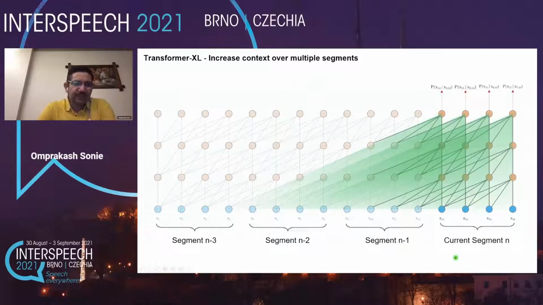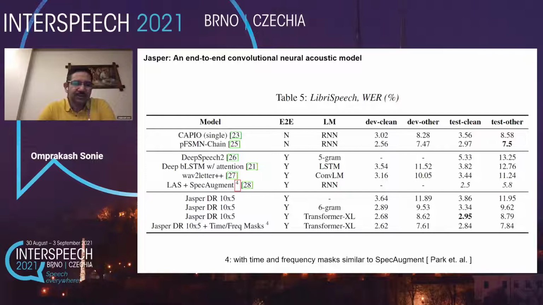Now this technique was used as part of this Jasper paper, and the results shown here are that the Jasper model with Transformer XL has a very good result, and the results are compared with some other methods also.